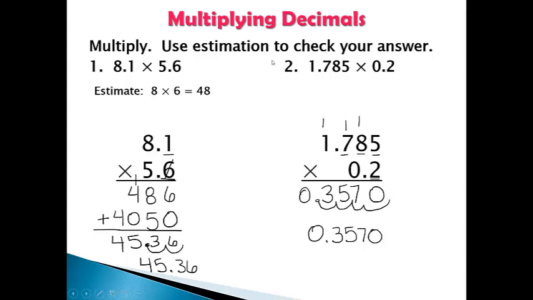Now let's see if our estimate is close to our exact answer. When we estimate this, we'll round to the nearest whole number. So we'll say that 1 and 785 thousandths is close to 2. And 2/10 is close to 0. So we'll have 2 times 0 equals 0. And you'll see that our answer of 3,570 10,000ths is close to our estimate of 0.